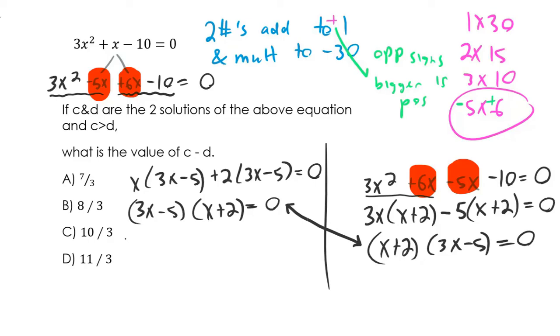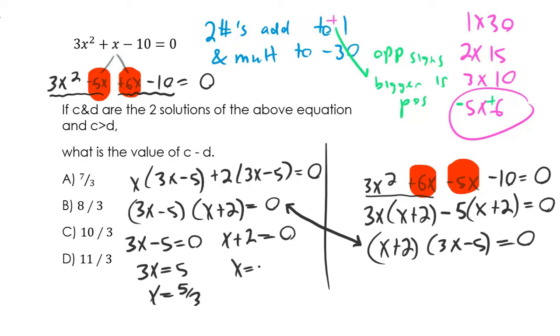Now, we can set each piece independently equal to 0. And we can go ahead and add 5 to both sides and divide by 3. On the other one, we can take away 2 from both sides. And you have 5 over 3 and negative 2 as your two answers.